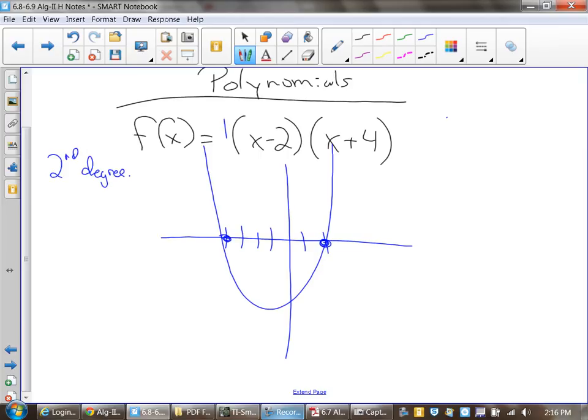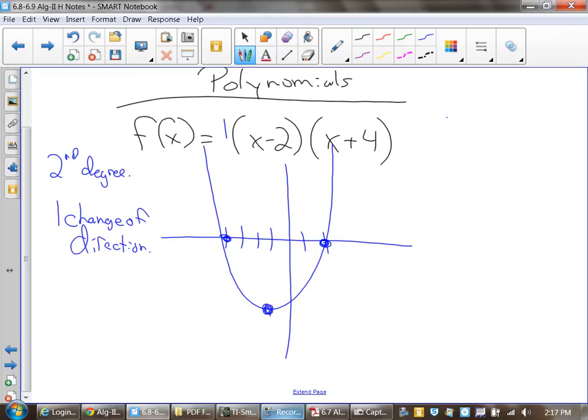Here's the new term for you. How many changes of direction does this graph have? 1. There's 1 change of direction. In this case, it changes direction where? At the vertex. At the vertex. The vertex of this graph is called the minimum. It changes direction at its minimum. All right?